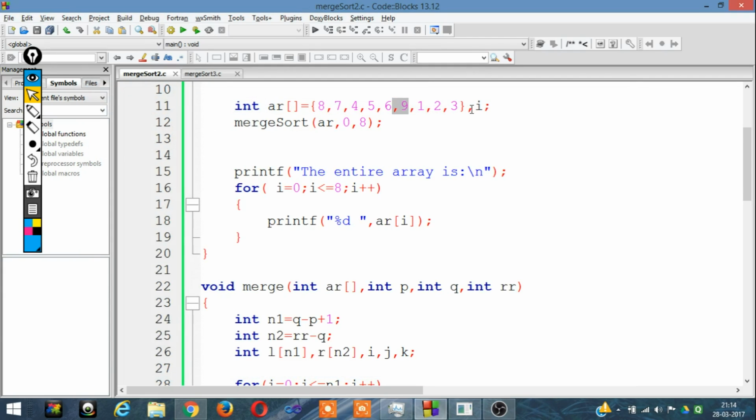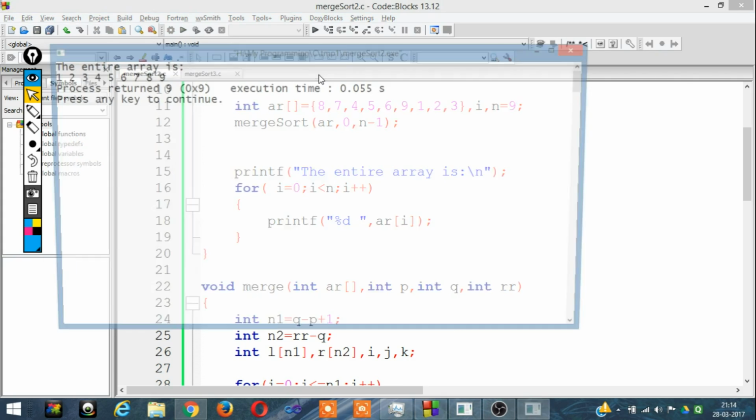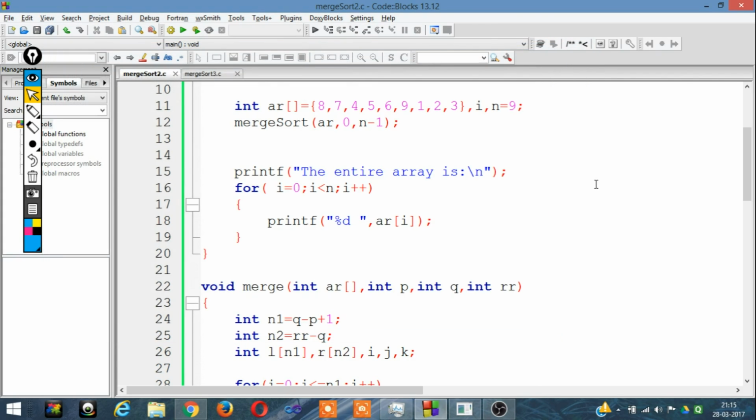What you could have done is, instead of putting 8 and 9 like that, you could have just put n is equal to 9, and here you could have put n minus 1, and here you could have put less than n. And if you run it, you should be getting the same result, and this is a better way of coding. So this is it for this video, guys.